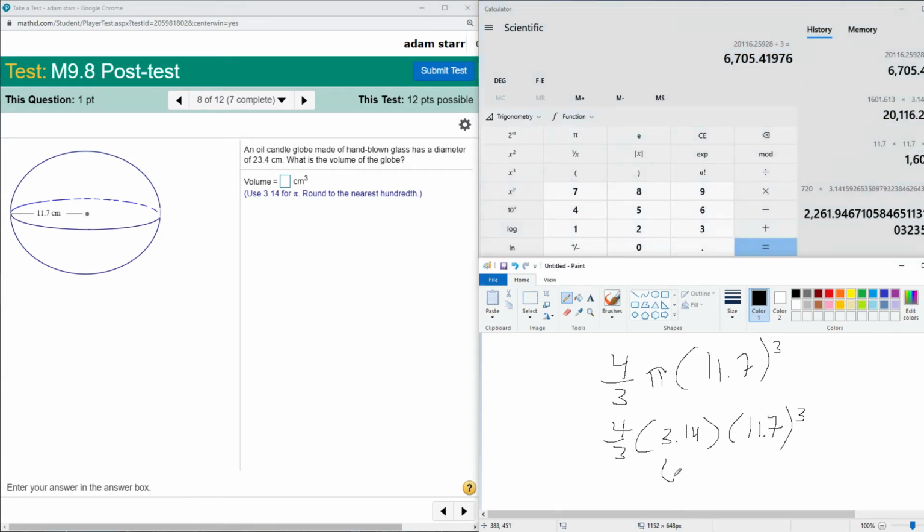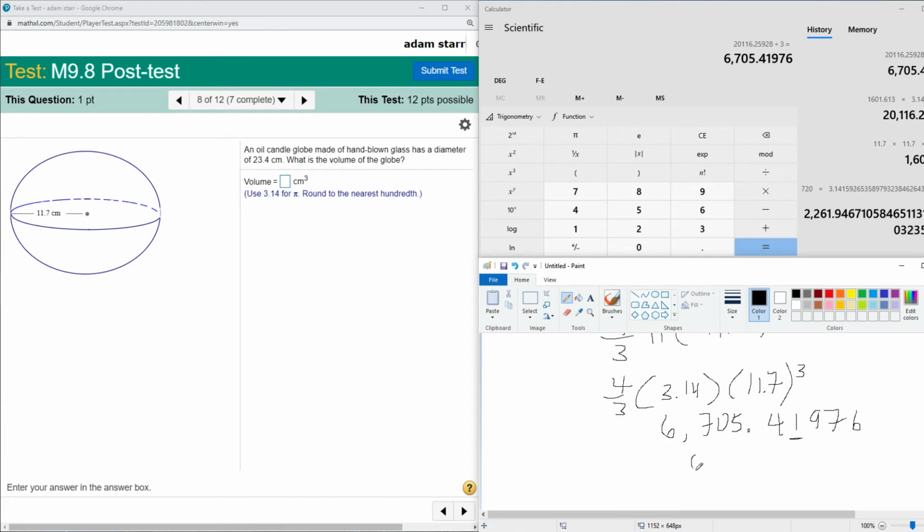I get 6,705.41976. This one says round to the nearest hundredth. That's the second decimal place. In this case it's a 1 for me, but I'm really looking at the next digit, which is a 9. So that's going to round my 1 up to a 2. So it'll be 6,705.42.